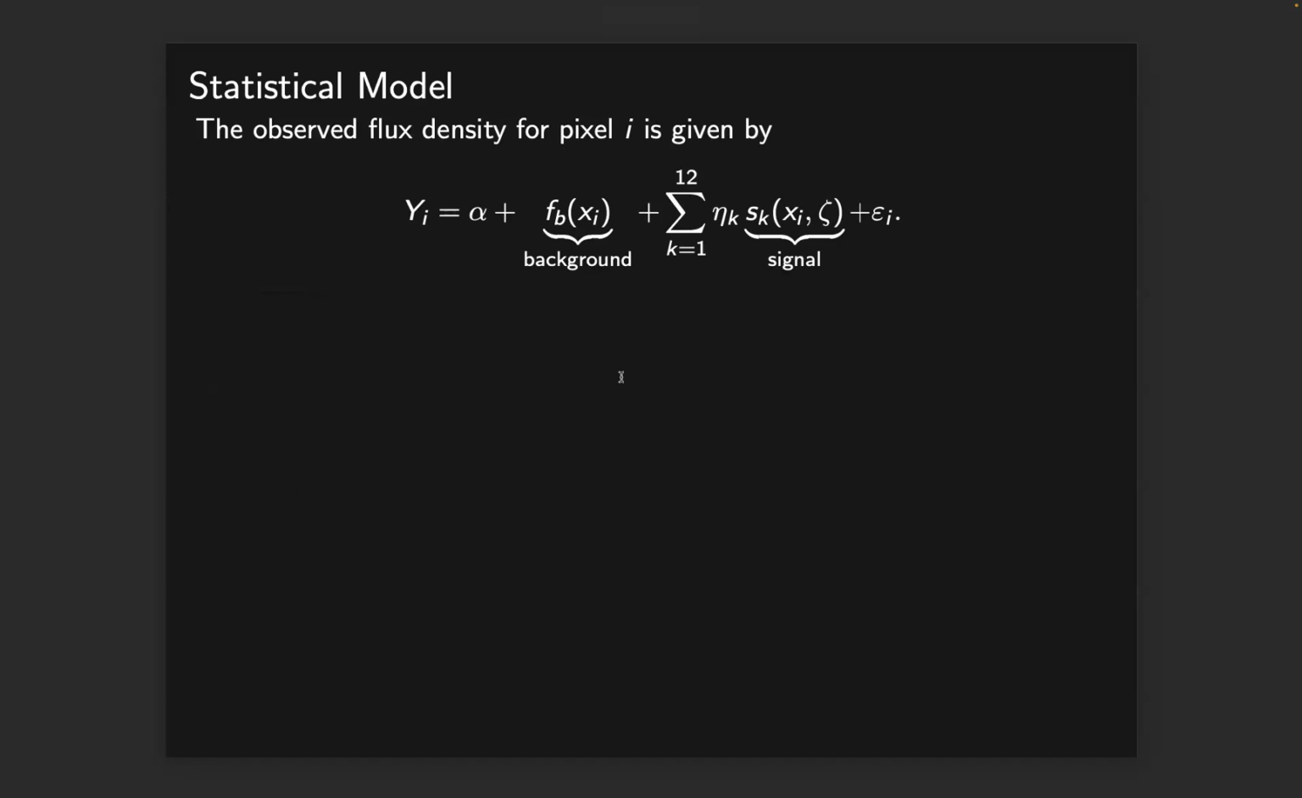Okay, so as we're building a model here, for the actual observed flux densities, take the ith pixel, y sub i is the flux. We have an intercept term. We have now a flexible background function. And then we have this mixture of signals. So for our 12 lines, we have a signal intensity, and then we have a signal function that depends on redshift. And then we have some observation noise.